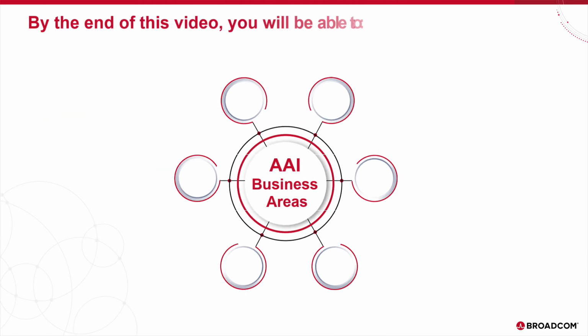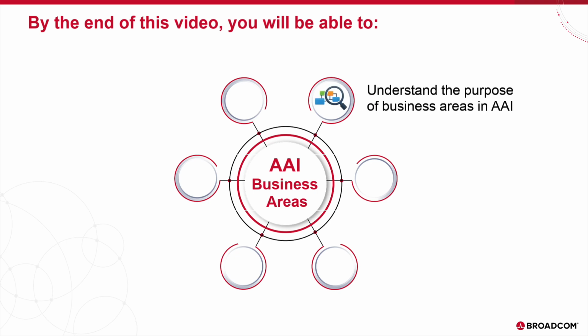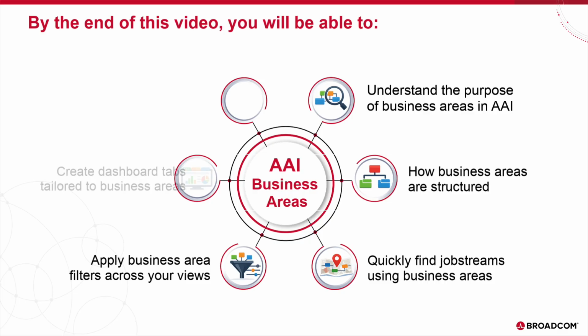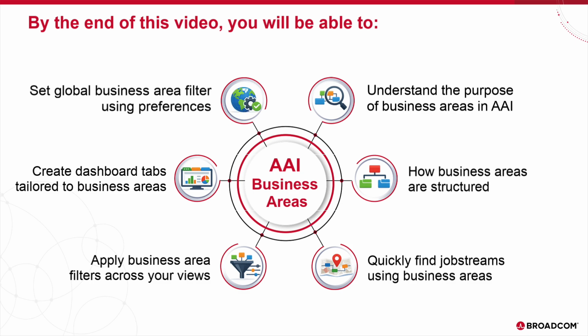By the end of this video, you will be able to understand the purpose of business areas in AAI. You will learn how business areas are structured to support efficient monitoring. Use business areas to quickly find the job streams for the business processes you are responsible for. Apply business area filters across your views in AAI for focused monitoring or analysis. Create dashboard tabs tailored to business areas for your daily tasks. And set your user preferences to apply a global business area filter.